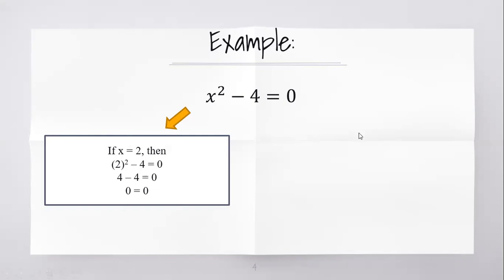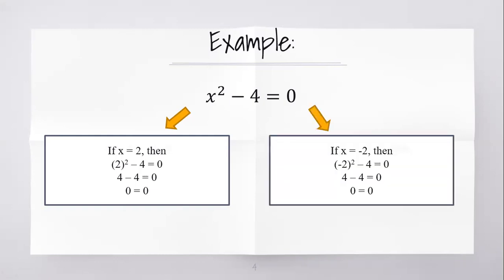How about negative 2? If x is equal to negative 2, then when negative 2 is substituted to our original equation, after evaluation, that will become 0 is equal to 0. Therefore, negative 2 is also a root or solution of the quadratic equation. Again, the solutions and the roots of the quadratic equation are the values of the variables that, when substituted to the equation, will make the equation true.